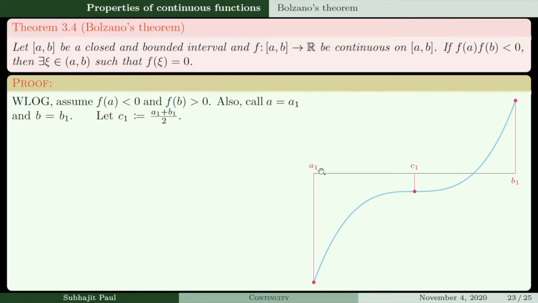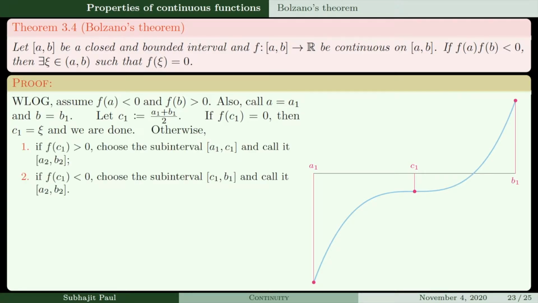We look at the midpoint of this interval, A1 to B1. So C1 is the point (A1 plus B1) over 2. Now, three cases may happen. It may so happen that the functional value at C1 is 0. In that case, this C1 is our desired point xi, and we are done.